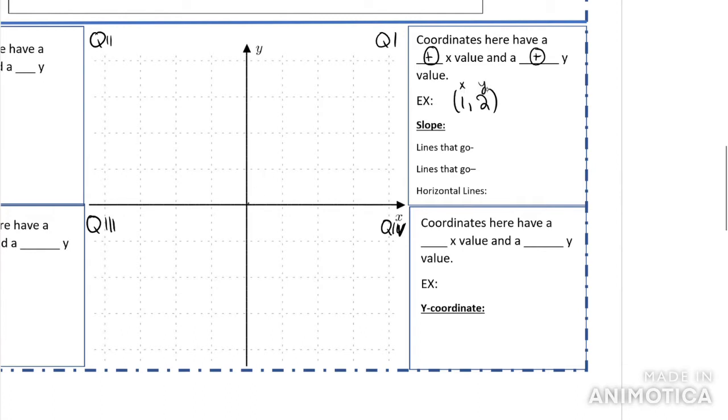So if I do (1, 2), I'm going to go over. Keep in mind our first value is going to be our x and our second value is going to be the y. So I'm going to go over 1 to the right. I'll make a little hop, and then I'm going to go up 1, 2 spaces to right here, make a dot, and I'm going to call this point (1, 2). So that's how we put points onto a quadrant, or onto an XY coordinate grid.